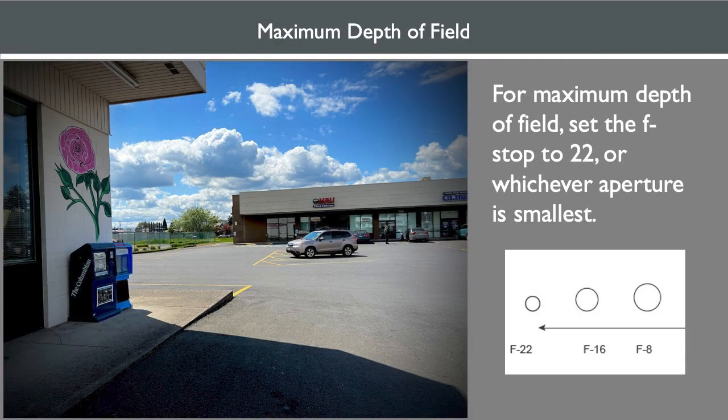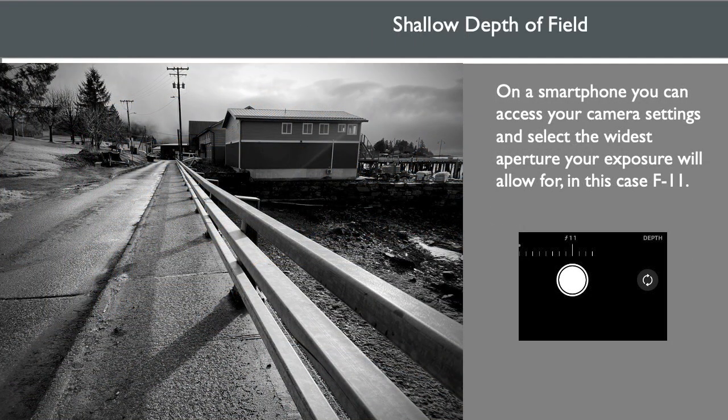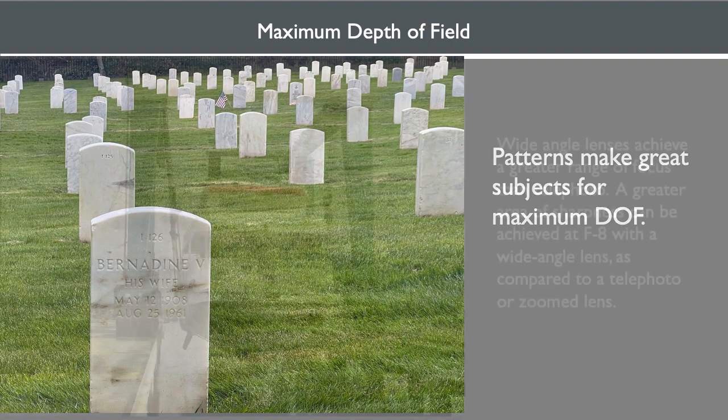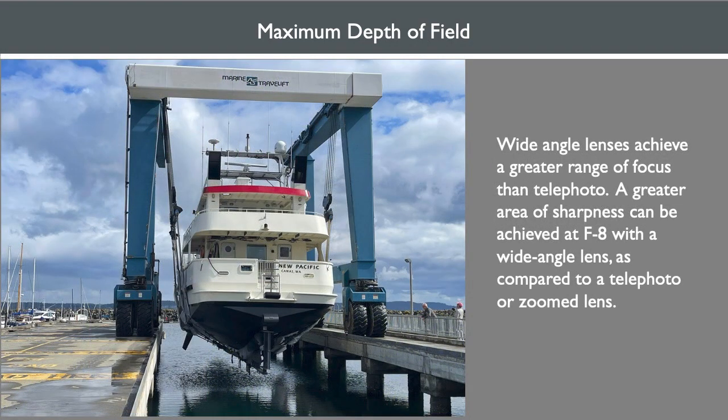For maximum depth of field, set your f-stop to f22, or whichever aperture is smallest. On a smartphone, you can access your camera settings and select the widest aperture your exposure will allow for, in this case f11. Scenes that have patterns make great subjects for exploring depth of field. Wide-angle lenses achieve a greater range of focus than telephoto. A greater area of sharpness can be achieved at f8 with a wide-angle lens as compared to a telephoto or zoom lens.